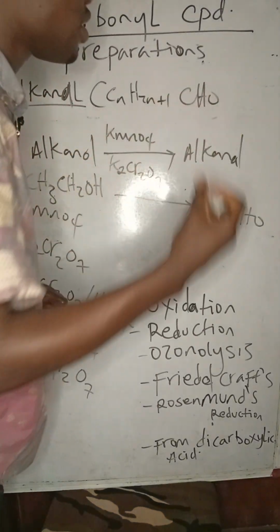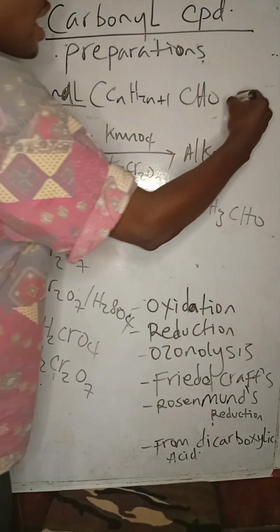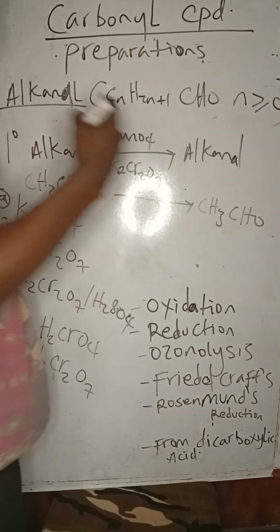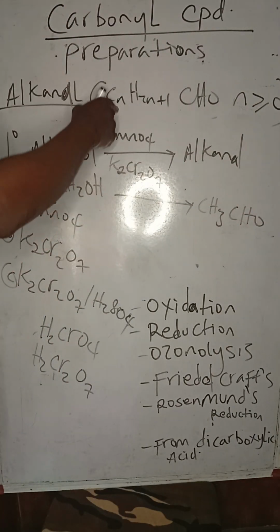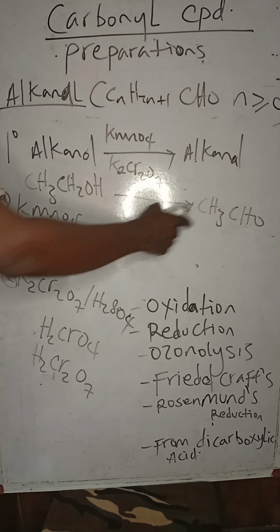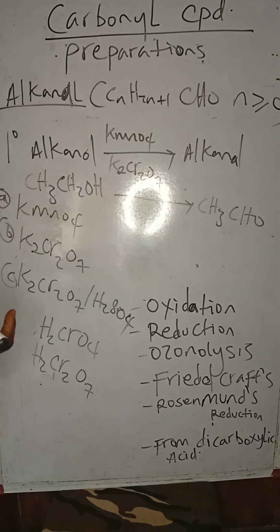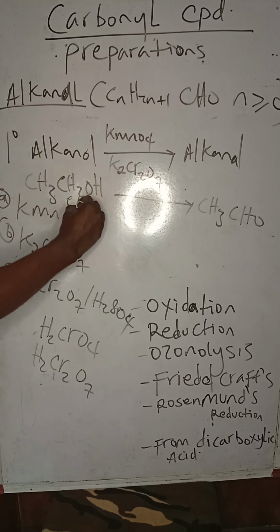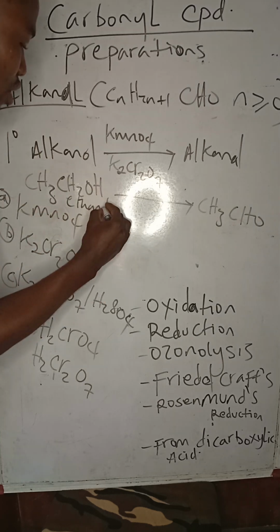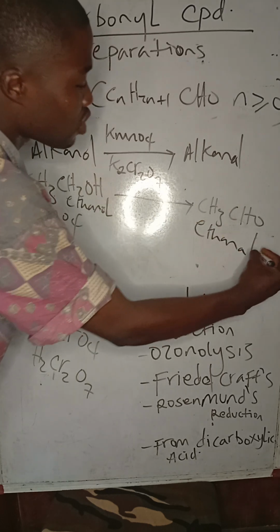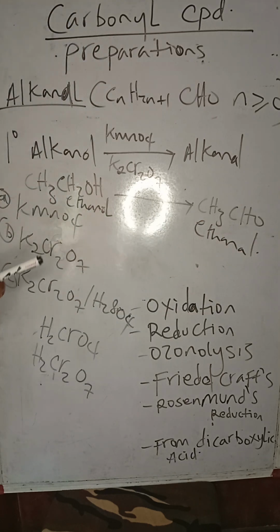I like to tell students, since I'm always tutoring this, that here n is greater than or equal to 0. So n can be 0. When it is 0, it is methanal. When it is 1, it is ethanal. So please take note, this is an alkanal. Usually this is oxidation. So this is oxidation, and this is ethanal. Any of these oxidizing agents will do fine.